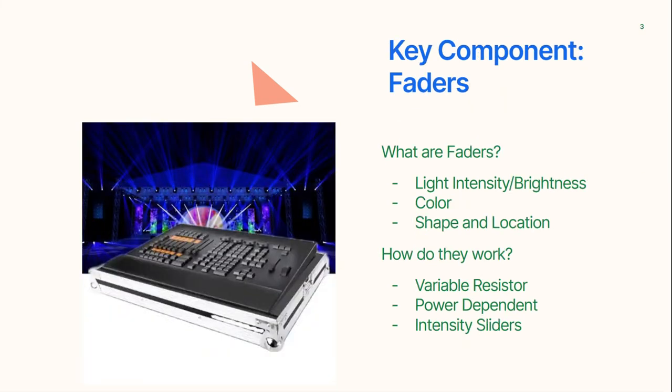The key component I chose to focus on were the faders involved in lighting consoles, as the faders themselves control much of what interested me in lighting in the first place. These primarily control the important aspects of light direction, such as light intensity, also known as the brightness. Additionally, these can control the color of the lights through set RGB values, as mentioned before. You can also use them for the shape and location of the lights, however, this is not as prevalent.